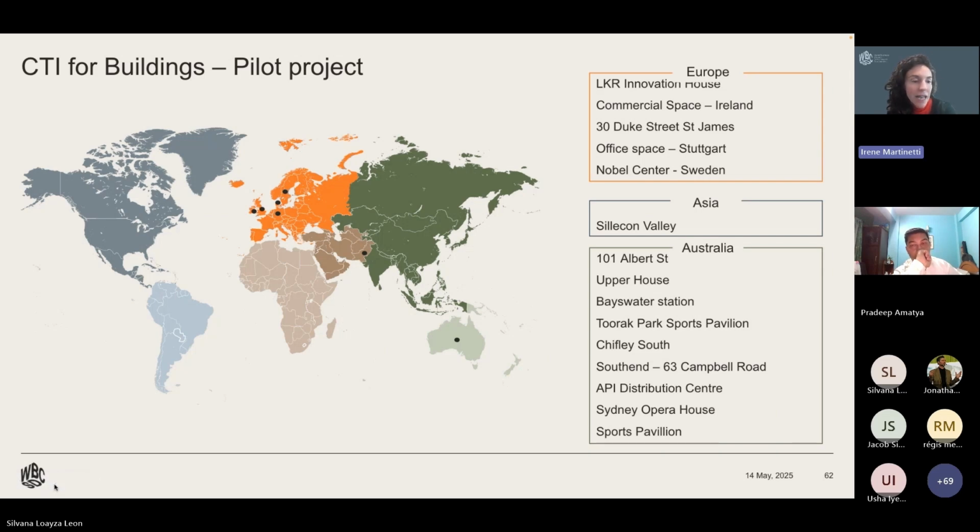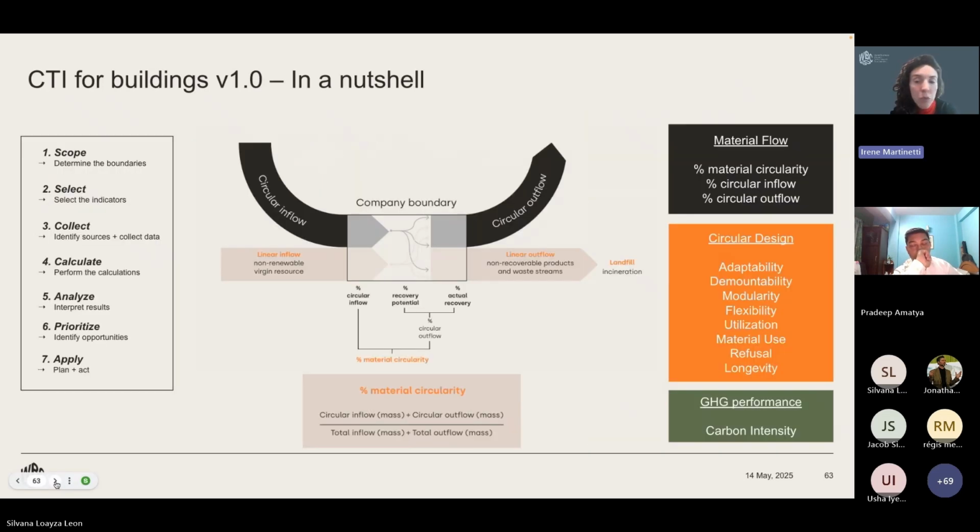The next slide is where I'll spend a bit more time. It's the CTI for Buildings version 1, the approach in a nutshell. We follow the logic of the CTI core methodology. You find it at the center of the slide. This is the methodology that is centered around the levers that a company can influence. And we assess circular performance at 3 essentially key intervention points.